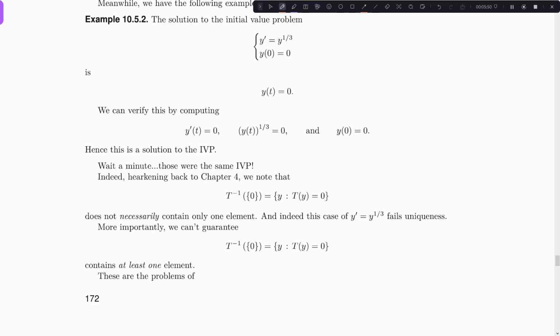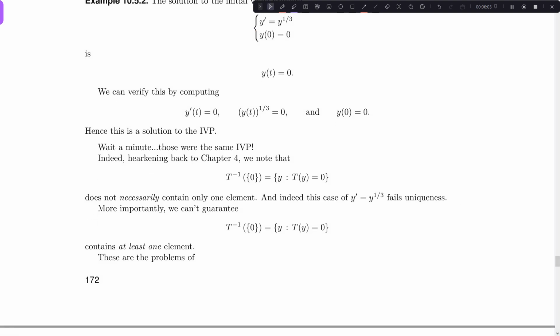And actually, you could throw the initial condition y of 0 equals 0 into the operator T. It would look like a delta function, or an evaluation operator is how you can think about it. But anyway, this kind of harkens back to chapter 4, saying we have these preimages which are sets, and we would like the set to have only a single element inside of it, but unfortunately, in a lot of situations, it has more than one element.